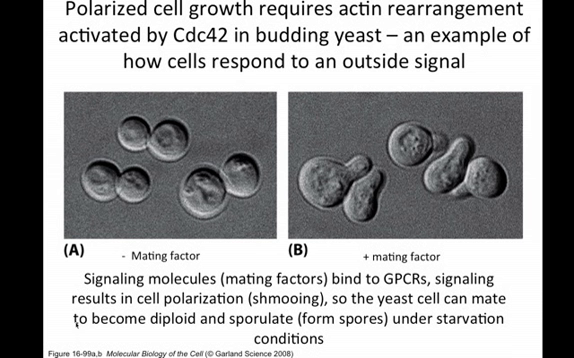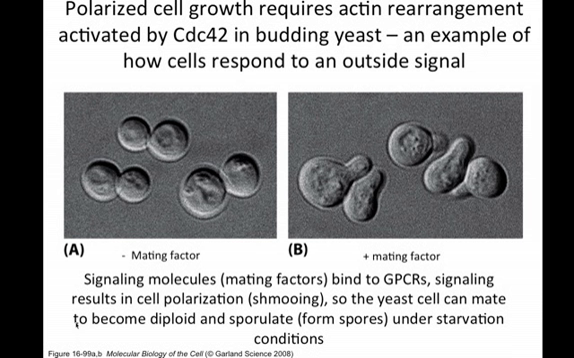Okay, so polarized cell growth, right? So this is an example in yeast. Budding yeast. So when cells are growing under starvation conditions, they need to mate so that they can become diploid and sporulate.